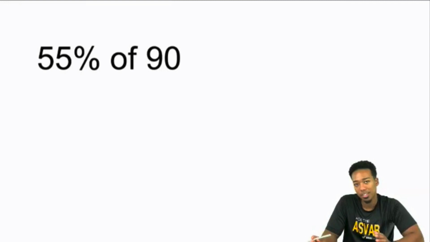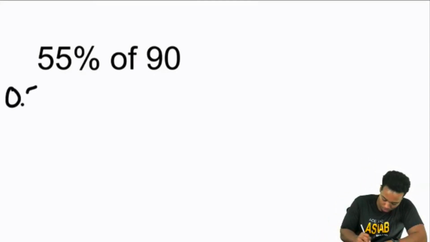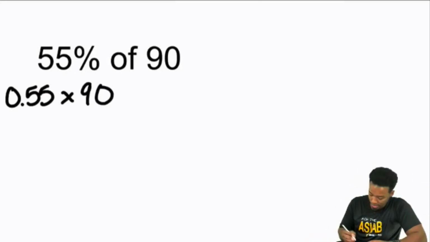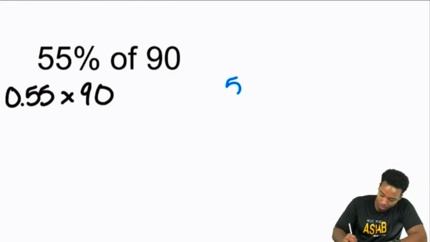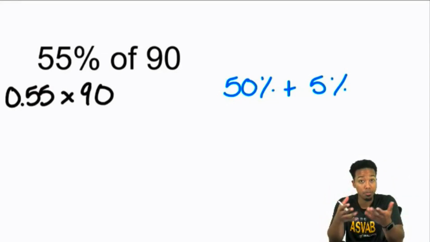So 55% of 90. Again, you can perform 0.55 times 90. That will absolutely work. But if you notice, this is 50% plus 5%. Yes or no? Is that true? 55% is 50% and 5%.